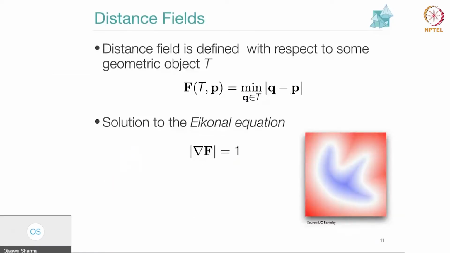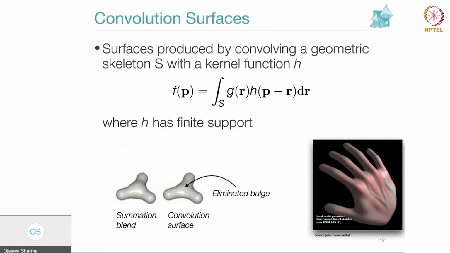Right. So that's that, we have seen this one. Okay, so now we have seen summation blending. One of the drawbacks with summation blending is that there is this bulge that happens.